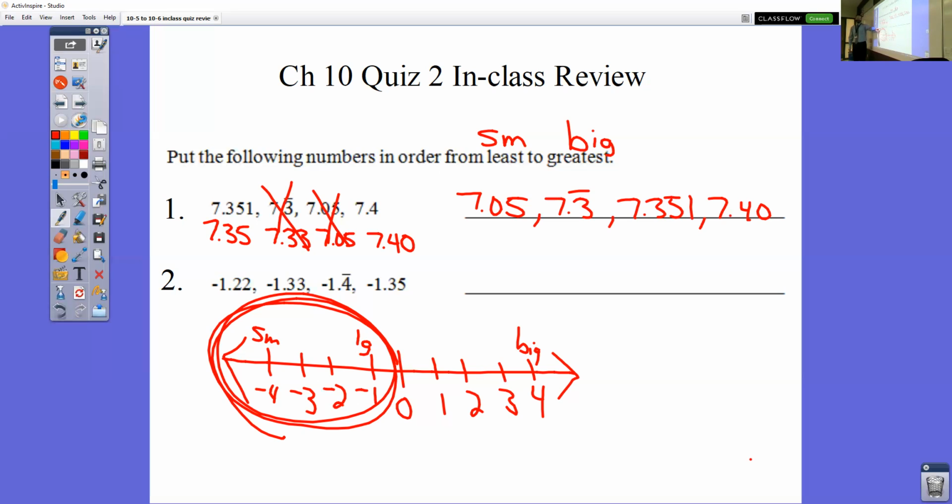Be very, very careful on this one. Remember, negative numbers go backwards. So the farther away it is from zero on the number line, the smaller it actually is. Go ahead and try number 2, please.